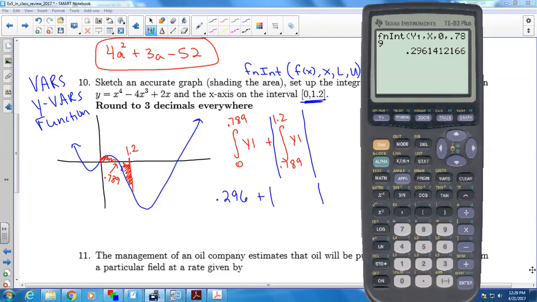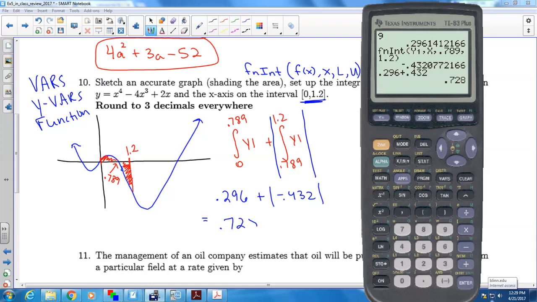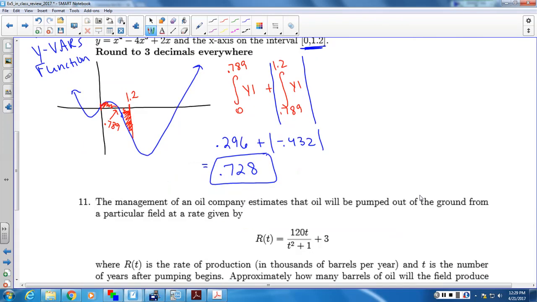Plus, I'm going to take the absolute value of this next one. I'm just going to hit second enter, pulls up the last thing I did, and it is going to be from 0.789 to 1.2. So the absolute value of negative 0.432, and I'll get 0.296 plus 0.432, and that gives me 0.728 for that answer. That was the area between the curve and the x-axis.